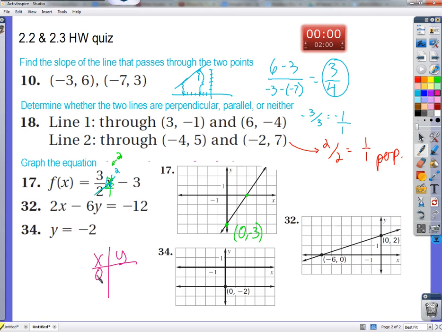So we put 0 in for x. Negative 6y equals negative 12. Dividing by negative 6 on both sides, you get 2. That was easy. What's something else easy to do?